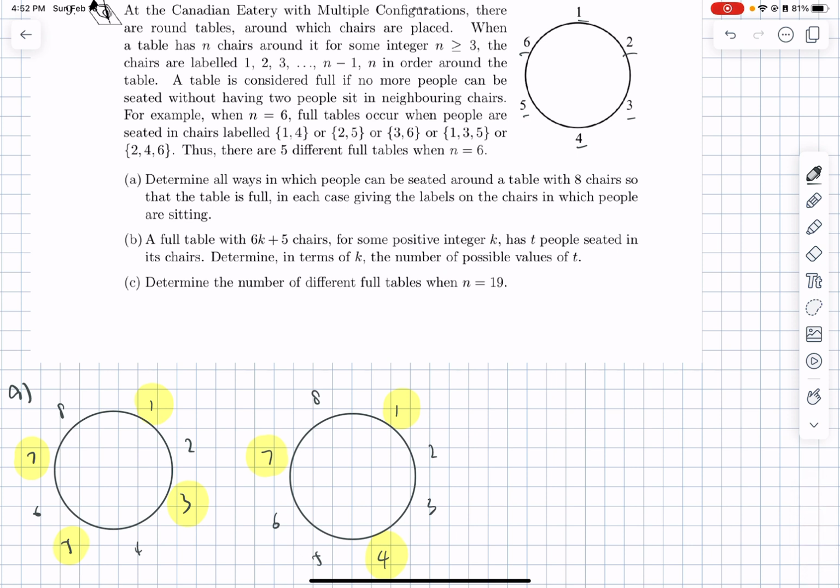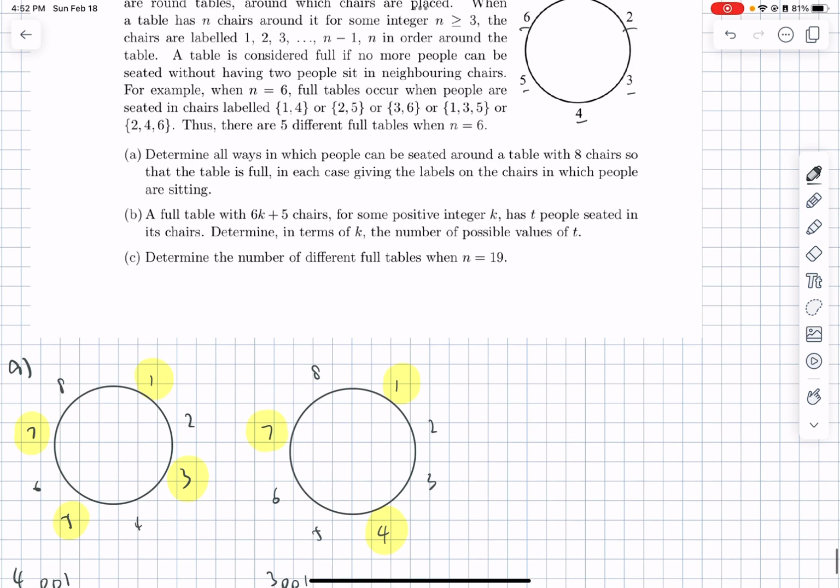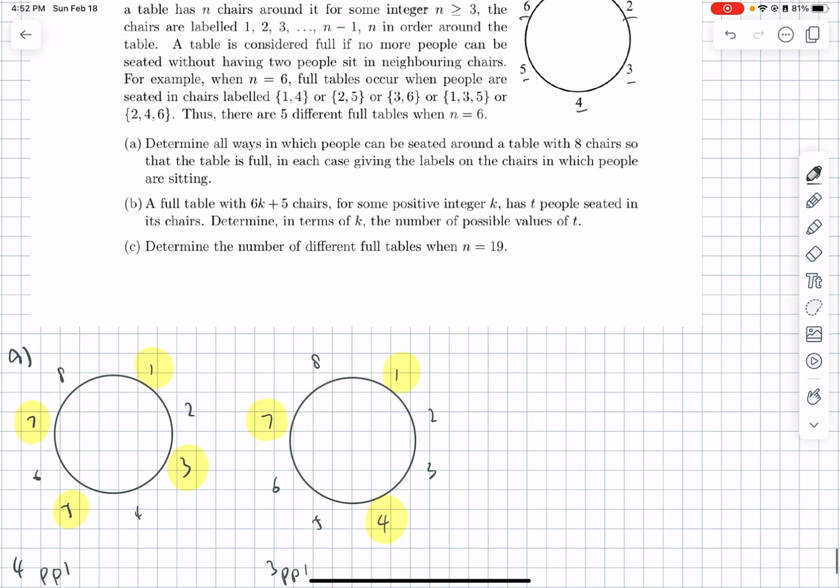So that was part B. Let's move on to part C. Determine the number of different full tables when n equals 19. We don't need to list them anymore, we just need the number of different full tables.